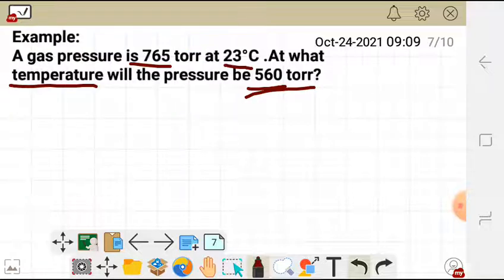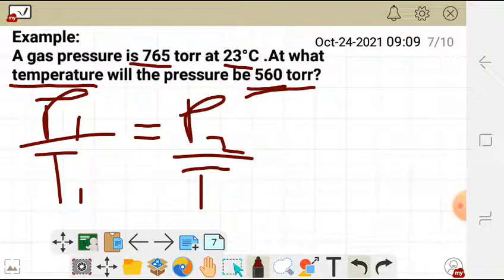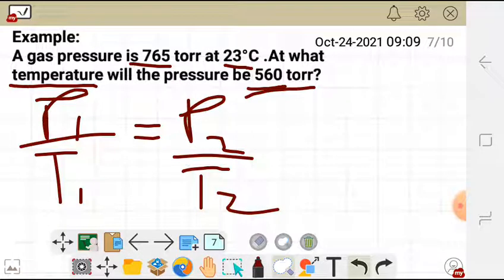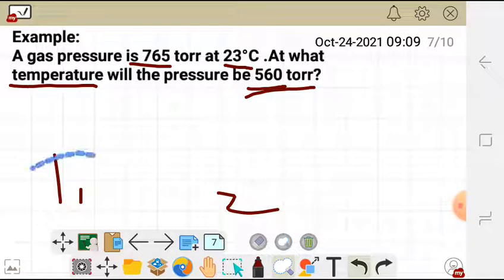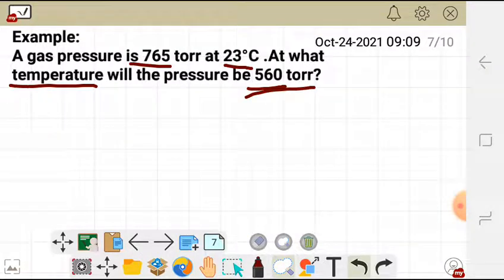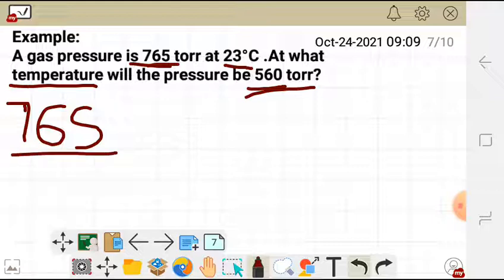Now let's derive our formula here. We have P1 over T1 is equal to P2 over T2. That's the formula that we are going to use. So to use that, we are going to replace the numbers now. On our P1, we are going to have 765, as already stated there, over our T1, which is 23 degrees Celsius.